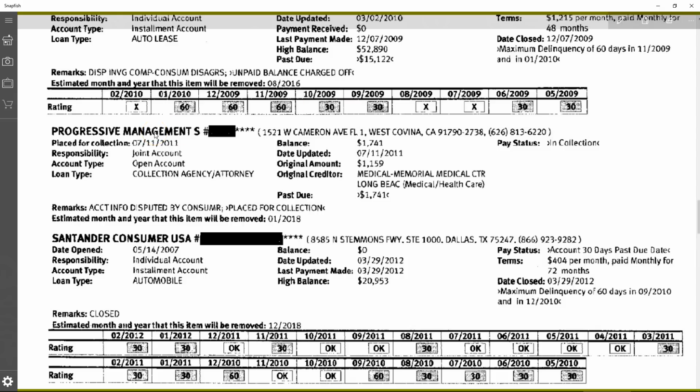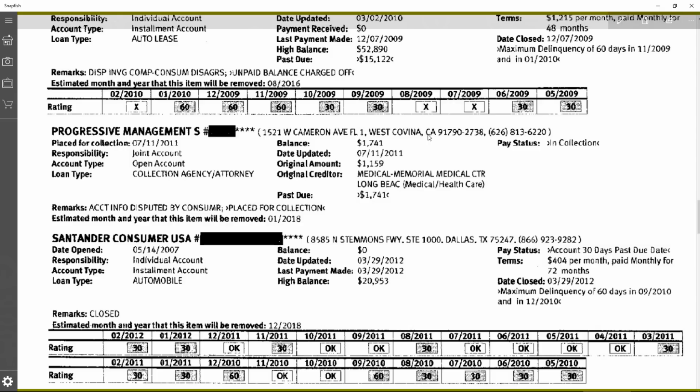Okay. Now this is Progressive Management. That is a collection agency and this is their address. So if you're ever sending a direct dispute, a debt validation letter to the collection agency, this is where you get the address from. And by the way, a quick tip, Privacy Guard does not provide addresses. IdentityIQ provides addresses at the very bottom of the report, and all of the major credit bureaus provide addresses too. This is TransUnion, Equifax provides addresses, and Experian provides addresses.